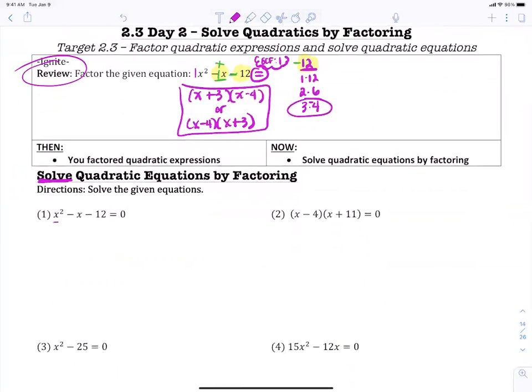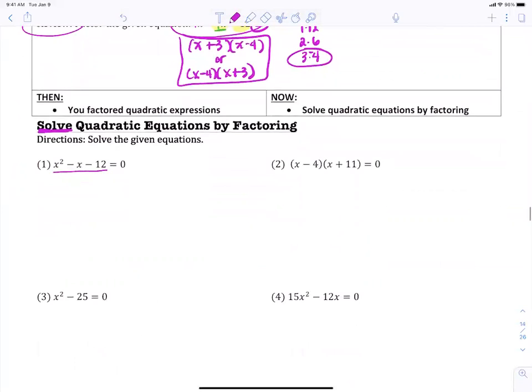Now, x squared minus x minus 12, that was the problem up here. So we actually already solved this one technically. This factors into x plus 3 times x minus 4. Now, because that equals 0 is there, that means that we can actually go about solving this. You didn't solve it. All you did was factor it at this point.